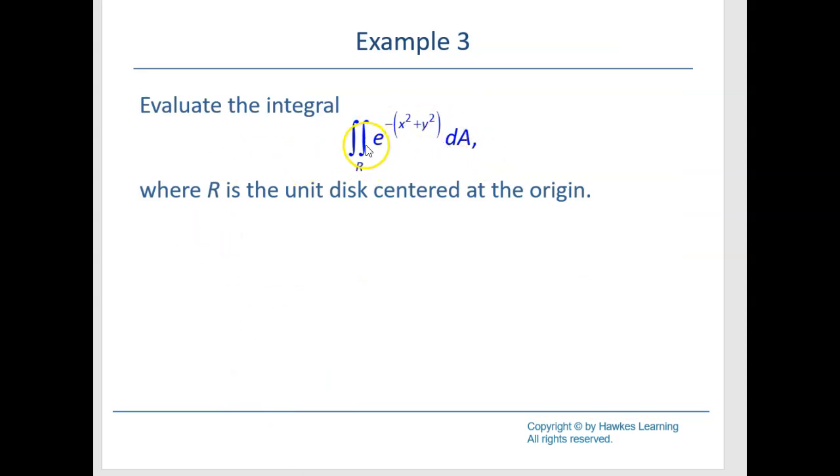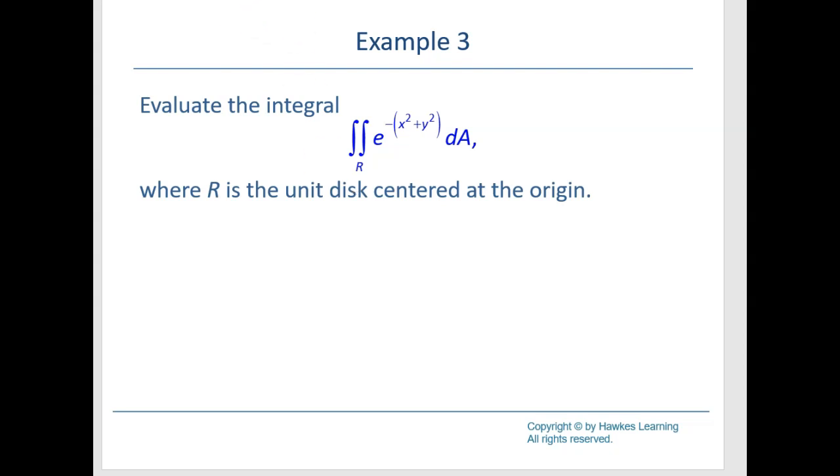Alright, here's another example. And this one, unfortunately, if I try to do this with rectangular coordinates, R is the unit disk. So again, that's just the circle centered at the origin, but all points inside it as well, is our region in the xy plane. So it's just the unit circle with all the points inside it. So we're told to evaluate that. Well, unfortunately, this guy doesn't have an antiderivative, because we've got x squared and y squared in there. It doesn't have an antiderivative in closed form with either direction if we did it with rectangular coordinates, x or y.